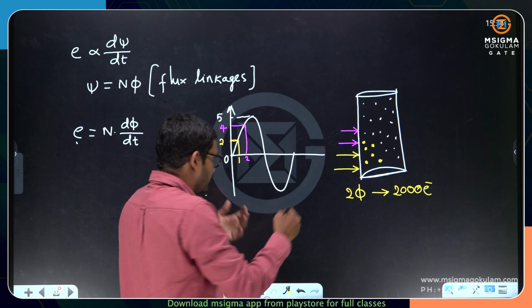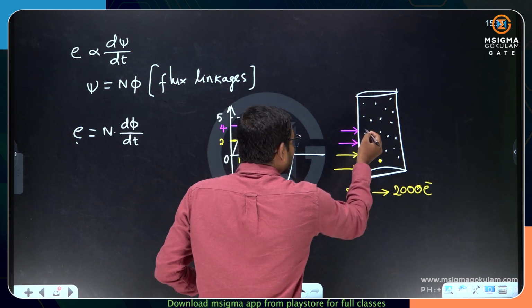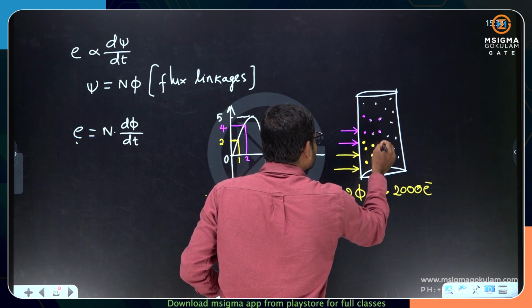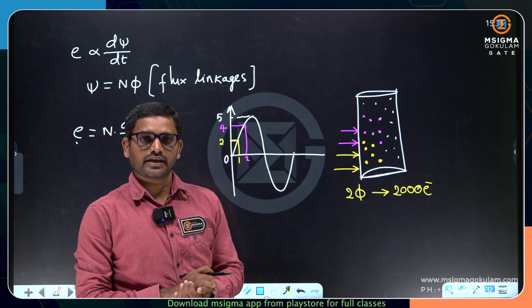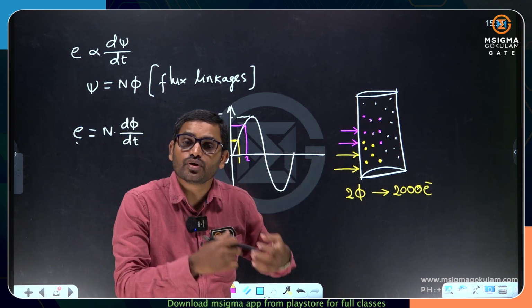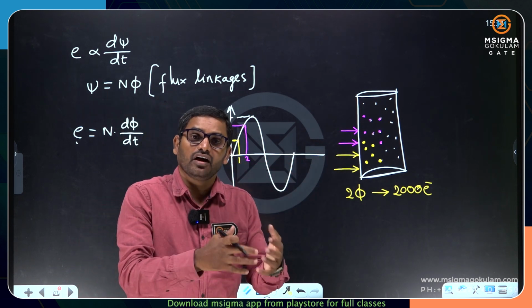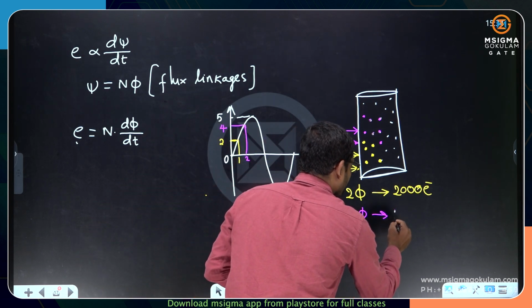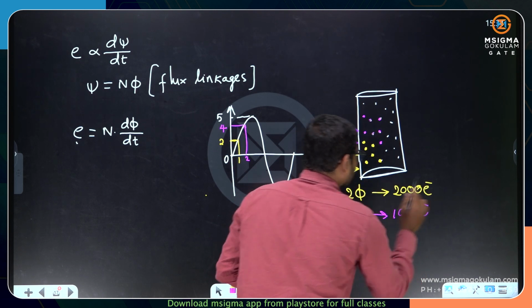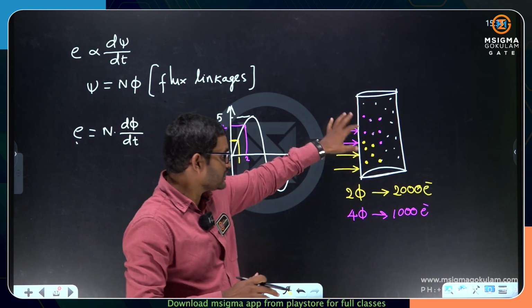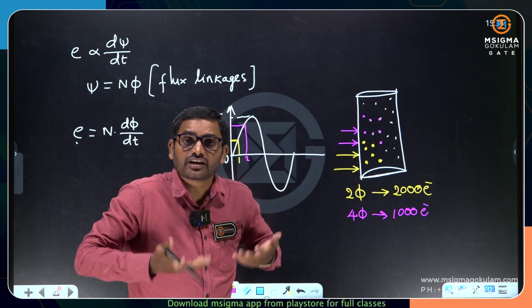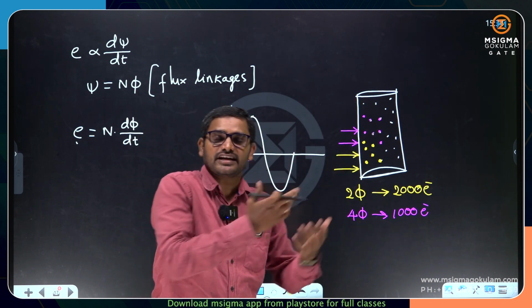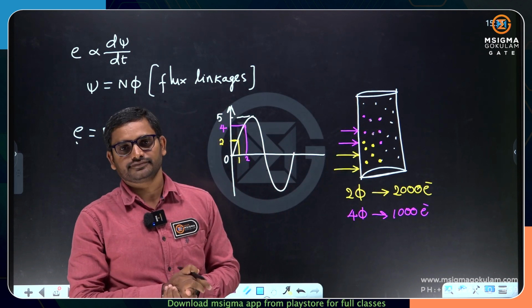Let me take up 4 flux lines. This time the 4 flux lines are going to create force on, let us assume, 10,000 electrons. So these 10,000 electrons are getting energized, and electromotive force is generated on them. If you close the path, the electrons are ready to move, otherwise not.